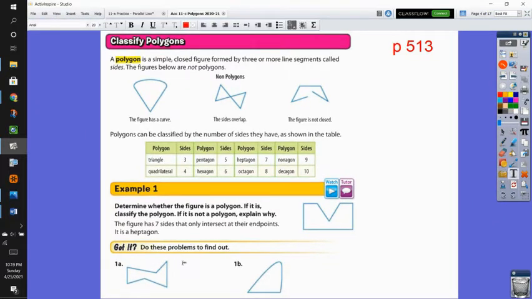1A here. Polygon, yes or no? The answer is yes. It is. Closed figure with all straight sides, no intersections. And what kind of polygon is it? How many sides are there? 1, 2, 3, 4, 5, 6. 6 sides, making it a hexagon. 1B, polygon, yes or no? The answer is no. Curved. Polygons must have straight lines, and this has a curved line.